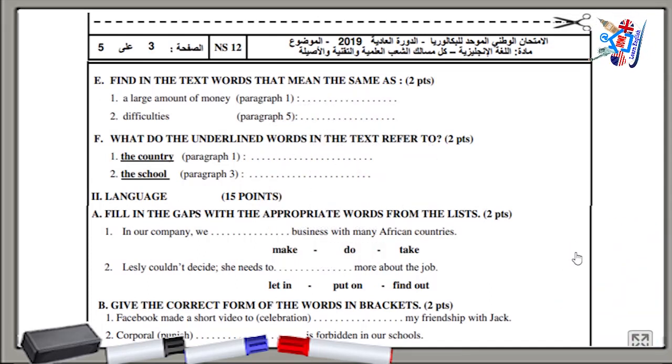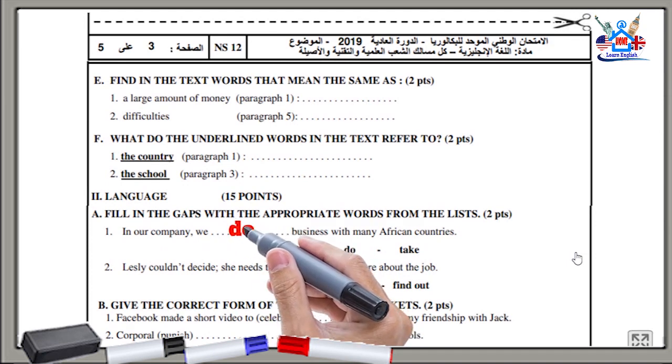Assuming that you've done the exercise, sentences about collocations, make and do if you remember, and phrasal verbs in sentence number 2, a verb past particle. Good, so what did you do in one? Which word did you choose? In our company we make business, do business, or take business with many African countries? Yes, you're right. We do business.